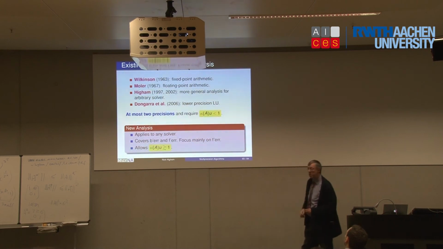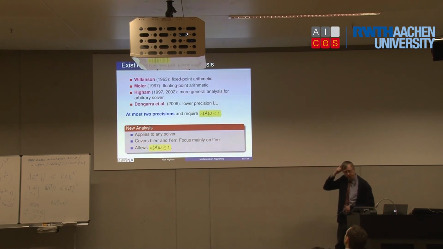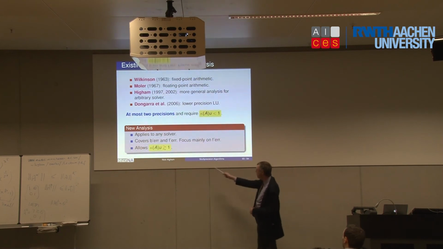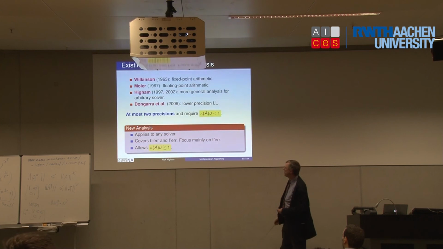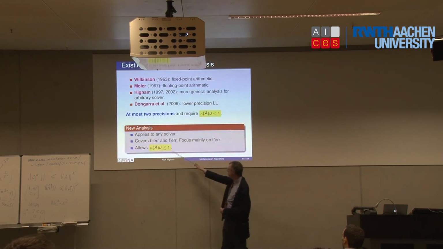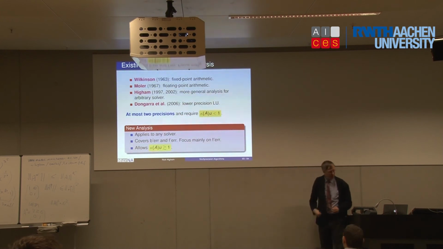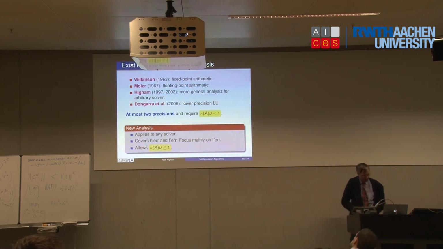So what we've done in this work, which is joint with Erin Carson at New York University, applies first to any solver, it doesn't have to be just LU. It looks at backward errors and forward errors. I'll focus mainly on the forward error here. And it will allow the condition number times u to be bigger than 1. More about that in a moment. So this covers in particular the Dongarra et al. approach.